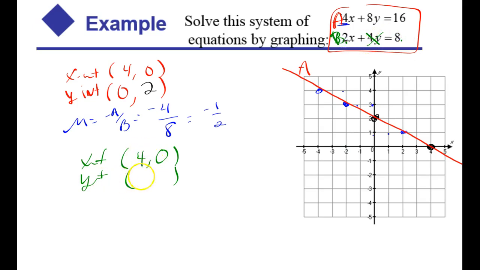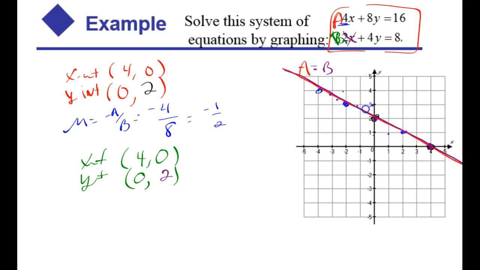To find the y-intercept, I let x be 0. And if I let x be 0, that'll wipe out the x term. And dividing through by 4, I'll get a 2. So again, I get (4, 0) and (0, 2). It's the exact same line. So line A is equal to line B.